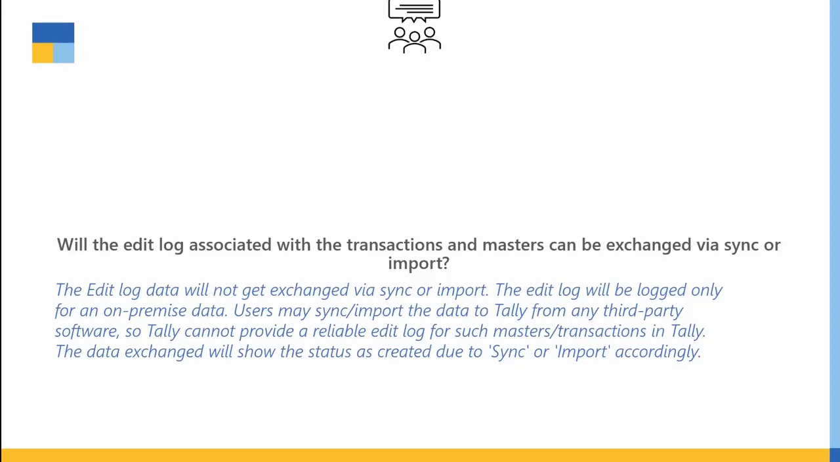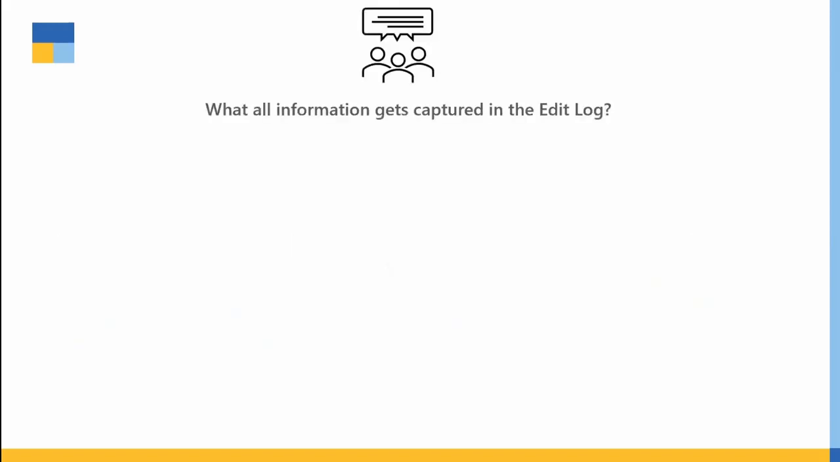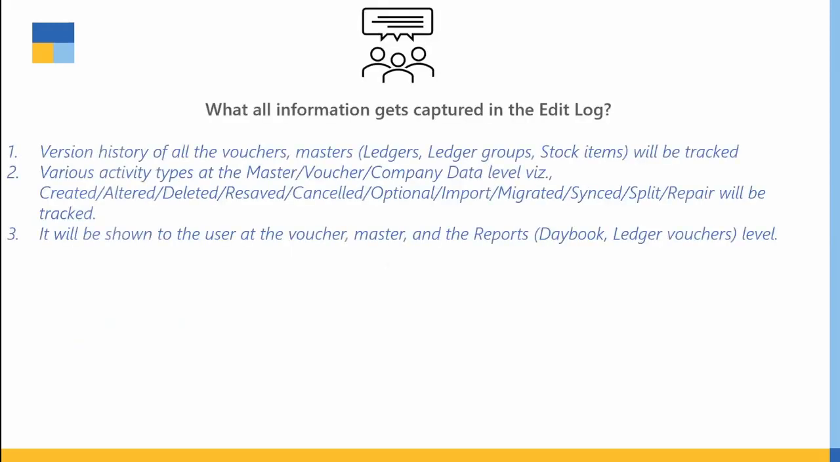Okay. When we are importing, a lot of people have asked this question: we are importing from a bank statement. In that scenario, only the words that this transaction has been created using the import functionality will be reflected in the trail. That's it. Okay, version history of all the vouchers and masters, and the activities they have done, will be shown to the users at the voucher, master and the reports. Okay, this is there.